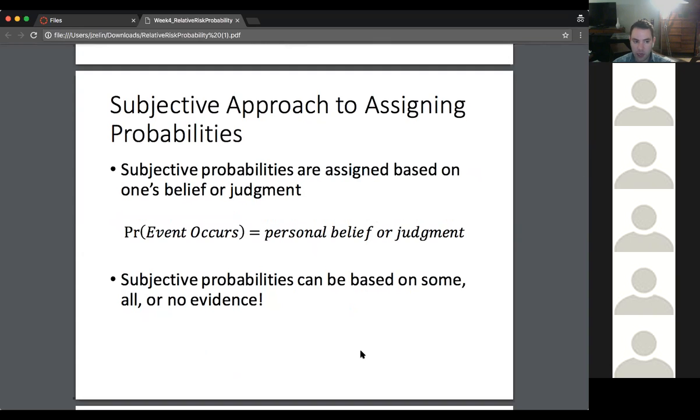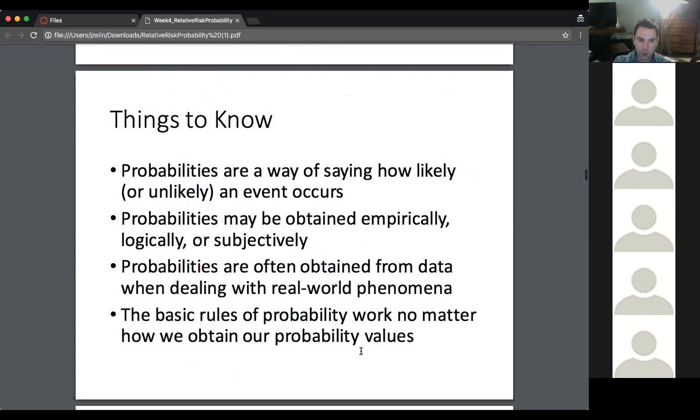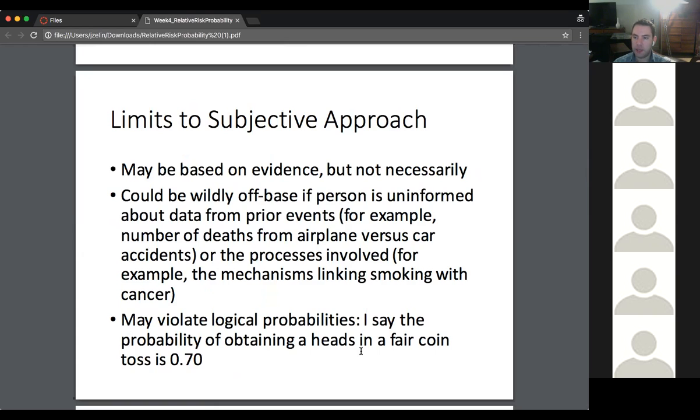And the subjective or anecdotal method is really just based on one's belief or judgment. If you ask me, this is the worst way of calculating probabilities because they can be based on some evidence, all of the evidence, or no evidence whatsoever. And it can be wildly off base if someone's uninformed. So, someone saying, oh, I know someone who smoked until the age of 95 and never got lung cancer. You don't want to base your probabilities off anecdotes or stories. You want to base them in evidence and empirical formulas.